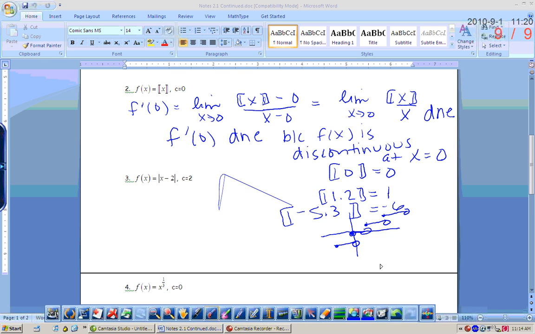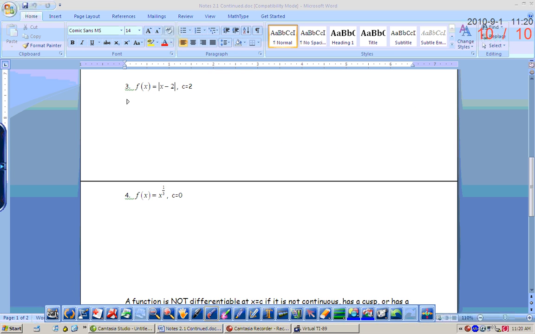Okay, let's look at number 3. Okay, let's find f prime of 2 for number 3. So I'm going to take the limit as x approaches 2 of f of x, which is the absolute value of x minus 2, minus f of 2. What's f of 2? 0. Okay, it's kind of nice. Zeros are always good in math, in my opinion. And then divided by x minus 2.